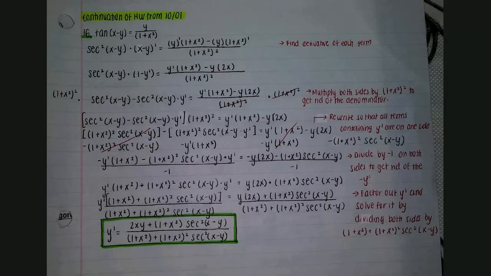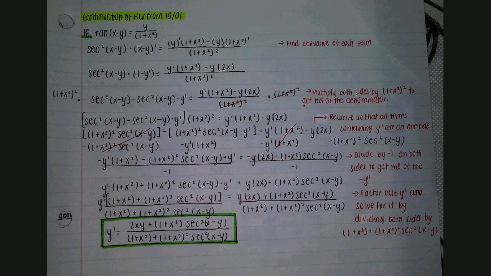Yes. Okay, so for this question, it was very lengthy, but I can walk through it. I started off by taking the derivative of each term. The derivative of tangent of x minus y is secant squared of x minus y times the derivative of the input, x minus y, which is 1 minus y prime. And then I set it equal to the derivative of y over 1 plus x squared, by doing the quotient rule, which was y prime times 1 plus x squared minus y times 2x, over 1 plus x squared, squared.